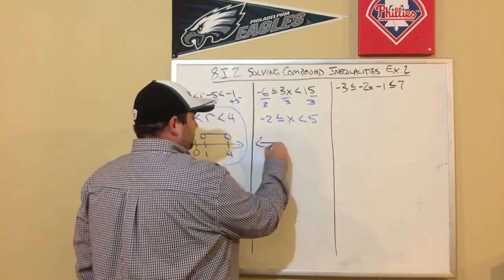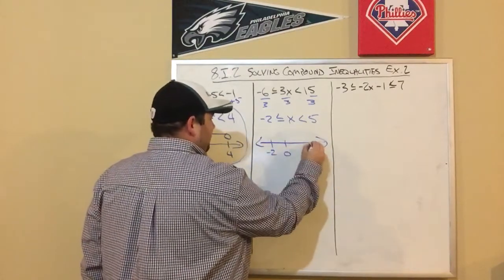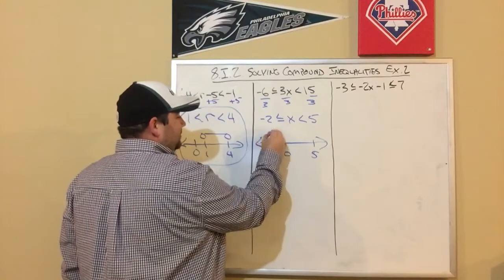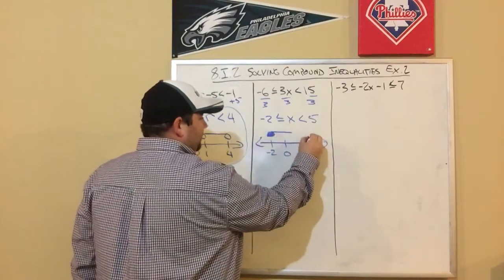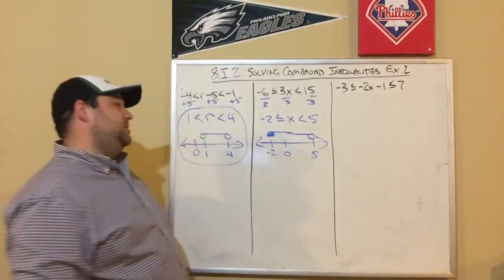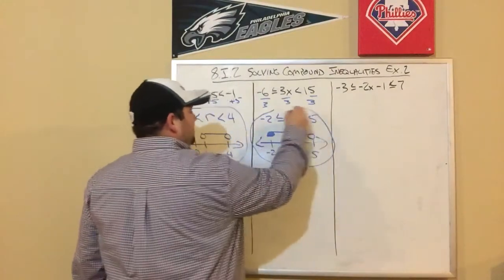So, I can graph that, and -2, 0, 5. I'm going to fill in my circle at -2 because I got the equal to, and it's greater than that. 5, I'm not filling in my circle because there's no equal to symbol. So, and I've graphed that one. Got my answer for the second problem.